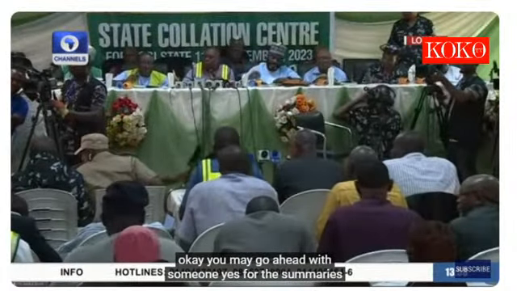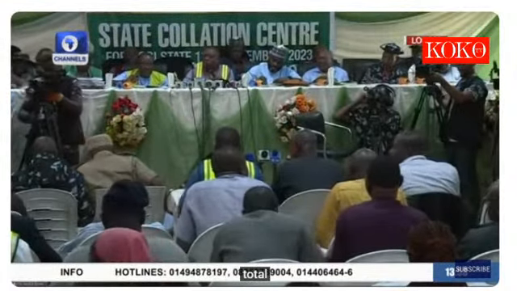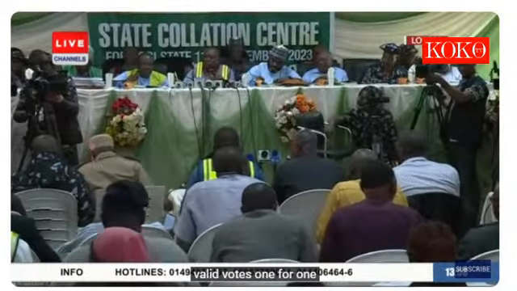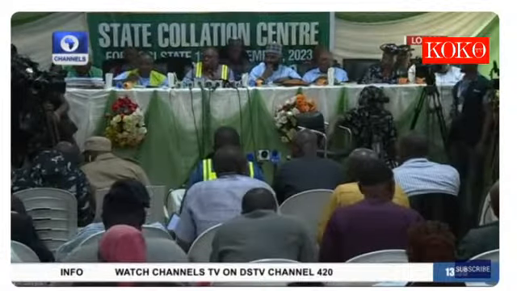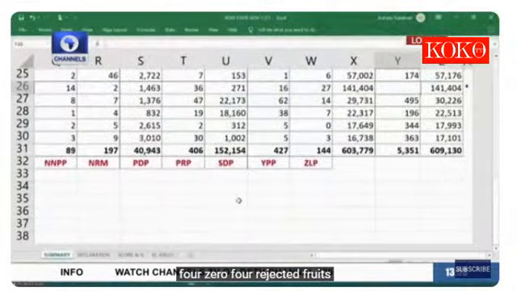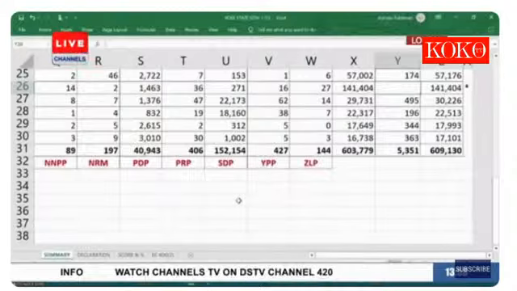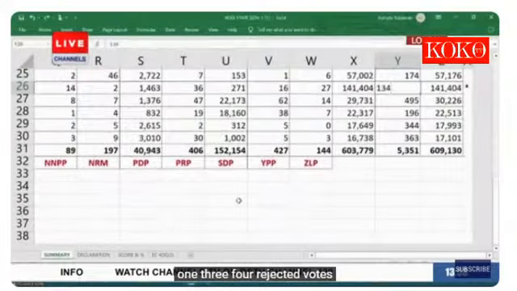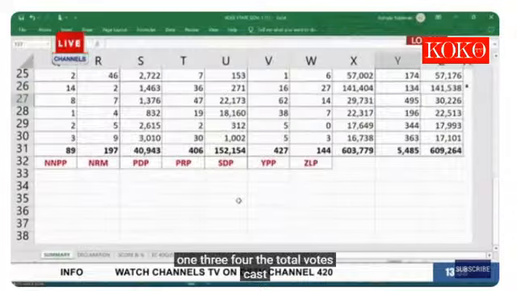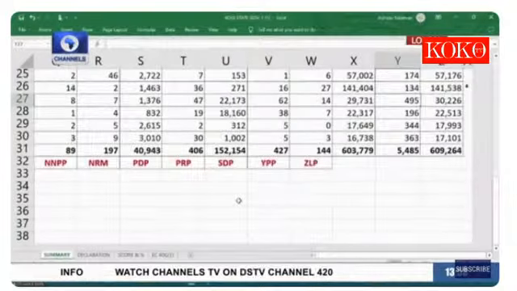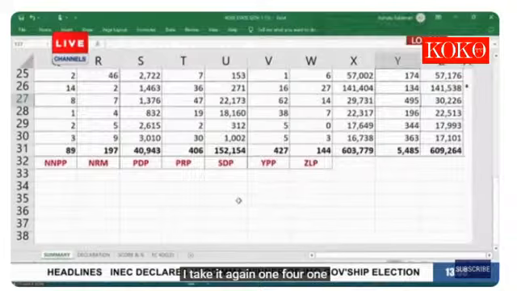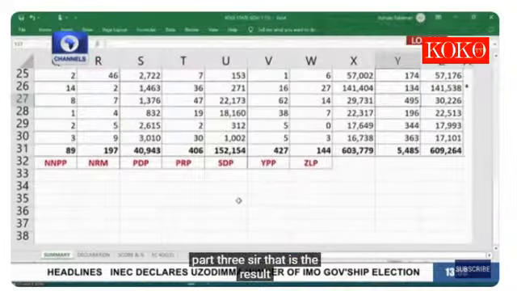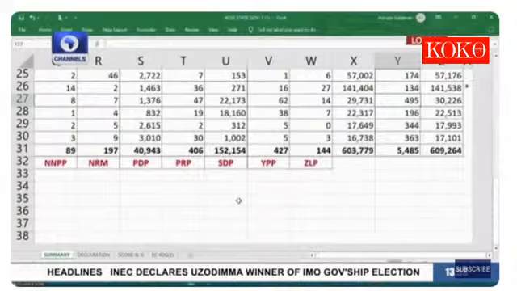Yes. For the summaries, total valid votes: 141,404. Rejected votes: 134. The total votes cast: 141,538. Sir, that is the result.